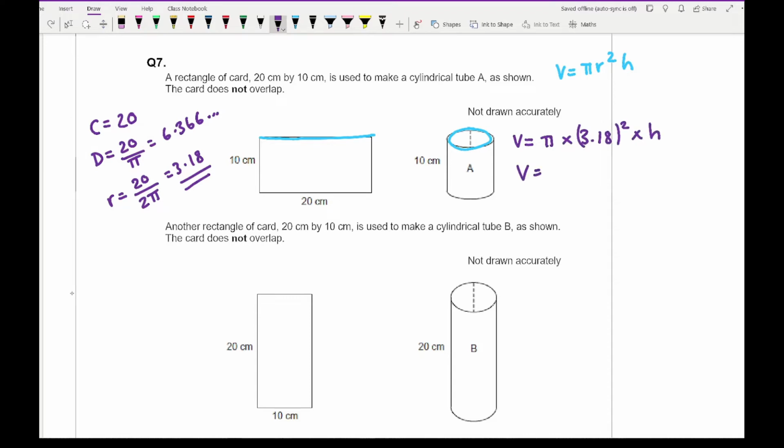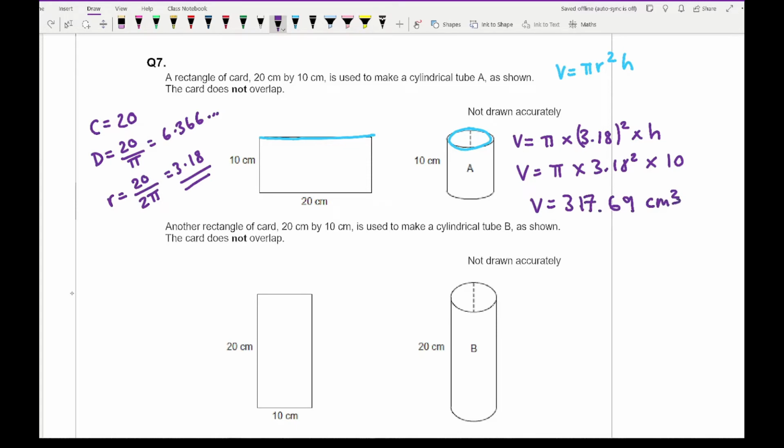Now, if you've left your answer for the 3.18 on your calculator, you can just square that, then times it by pi, and then times it by h, and you probably end up with an exact value in terms of pi. So let me just quickly work that out. Pi times 3.18 squared times 10, in which I get an answer for the volume as 317.69, and that's in centimeter cubed.